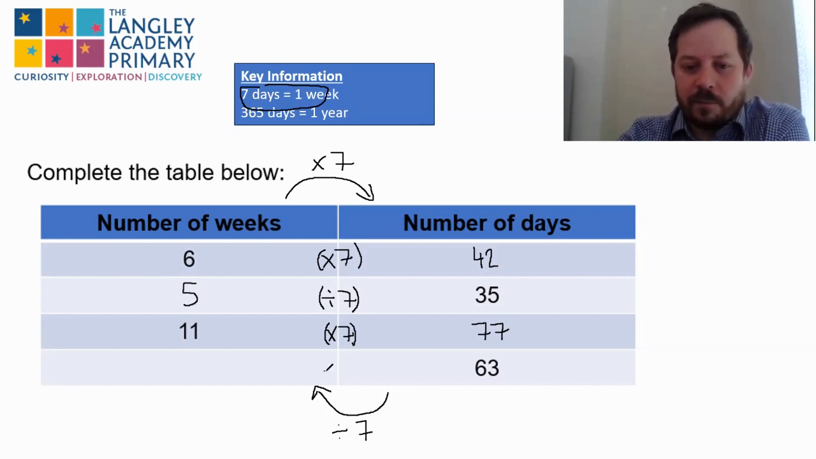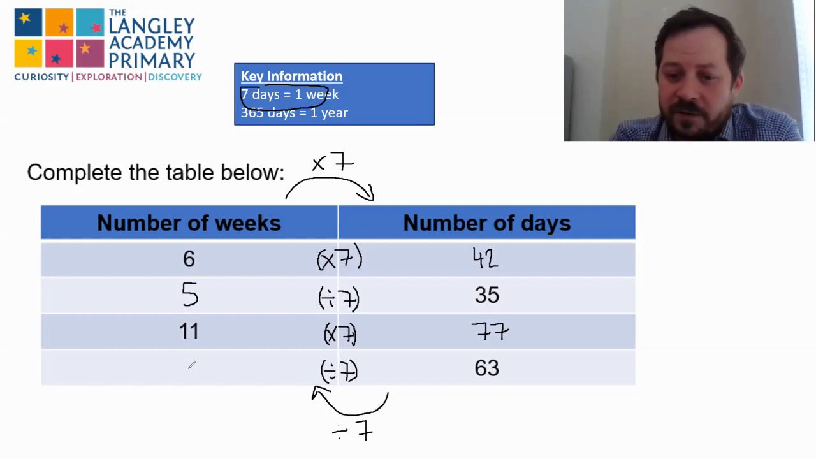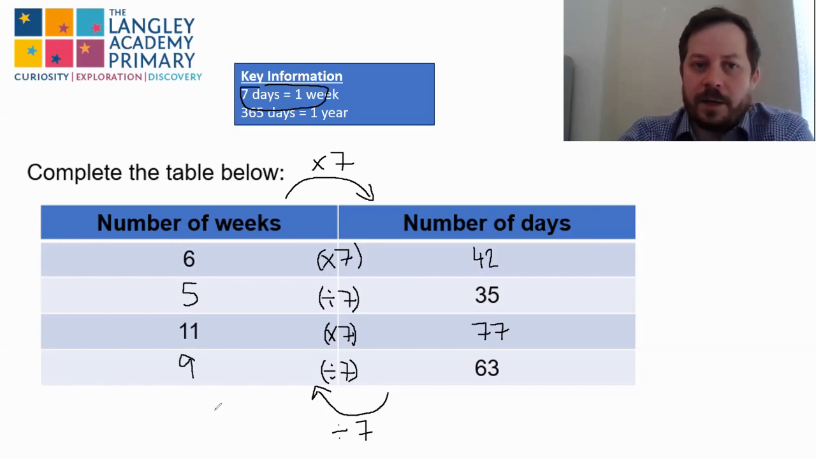The same down here, we have the number of days. We don't have the number of weeks, so we're dividing by 7. We've got 63. We're going back to the number of weeks. We're dividing by 7. Think about our times tables. We know that 9 times 7 is 63. So 63 divided by 7 would be 9.